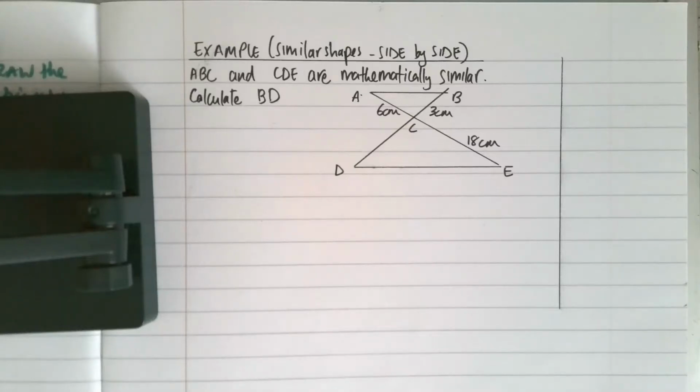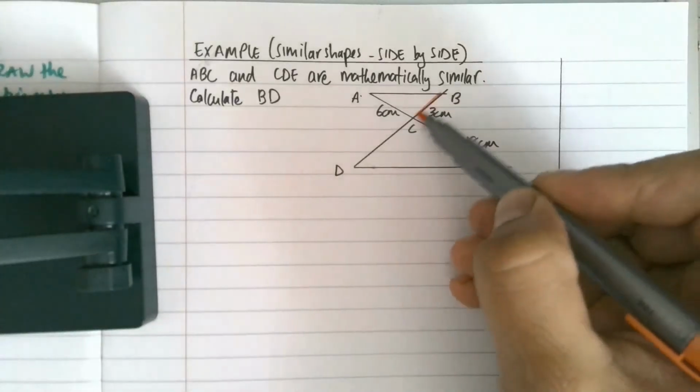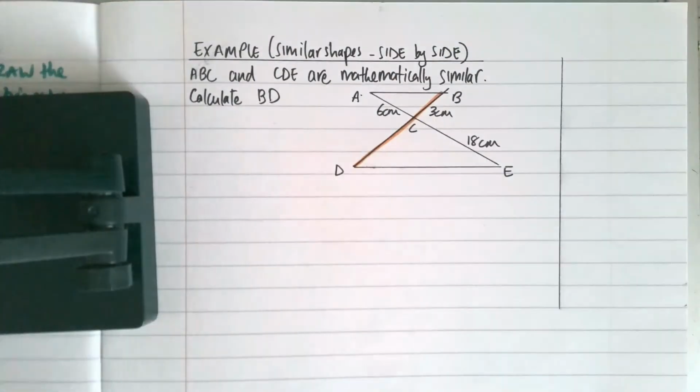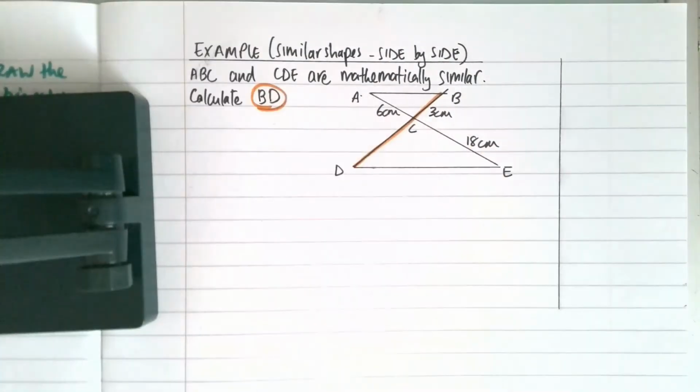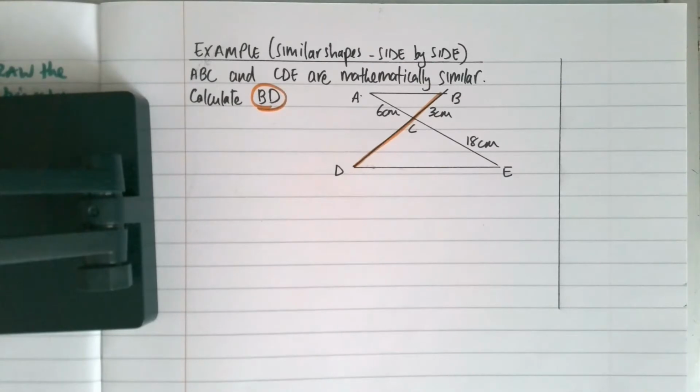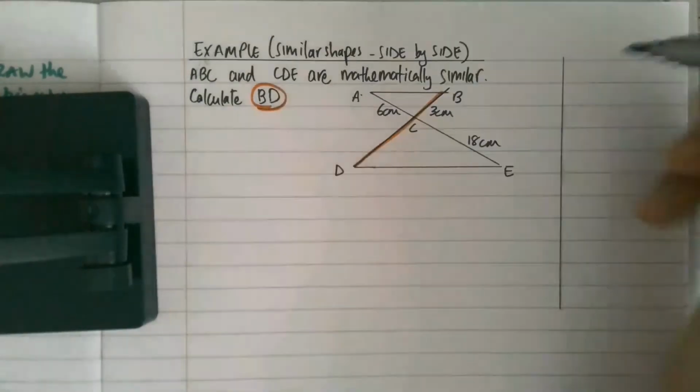Similar shapes, where the triangles are side by side. So we've got two triangles, ABC and CDE. They're mathematically similar. We're looking for BD, which is a longer diagonal line going from top right to bottom left, and I've just drawn a line on. So we just want to identify what we're looking for to start with, and then we can go into working out the question.